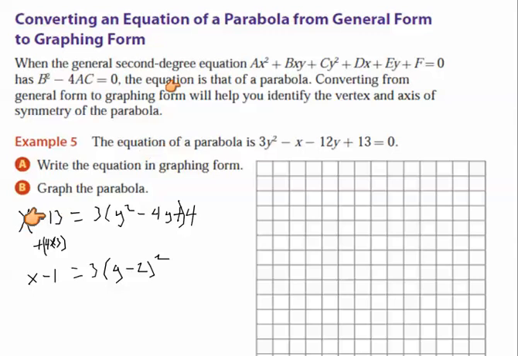So all I had to do was I added the x to the other side and subtracted the 13. X minus 13 is equal to 3y squared minus 12y. Factored out 3, that's 3y squared minus 4y. Well, I know to complete that one, it's going to be a 4. So that means I need to add a 4 times 3, 12 to this other side. That's going to give me x minus 1 is equal to 3 times y minus 2 quantity squared. And I will be able to graph my parabola with that information.